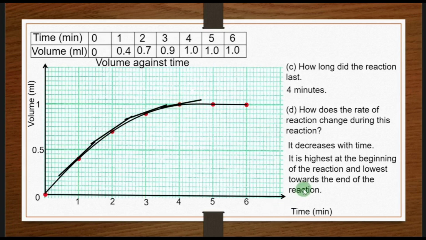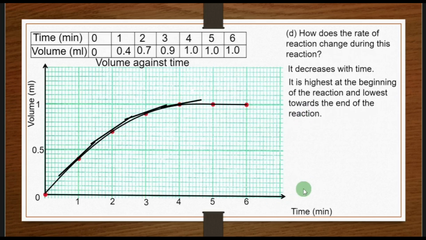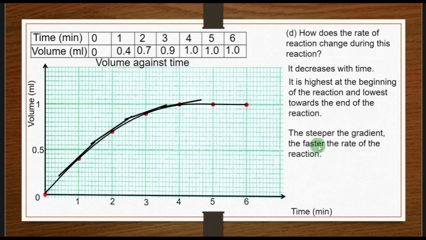So what you should understand here, guys, is that the steeper the gradient, the faster the rate of the reaction, and vice versa, meaning if the gradient is less steep, then the rate of reaction is also slow.